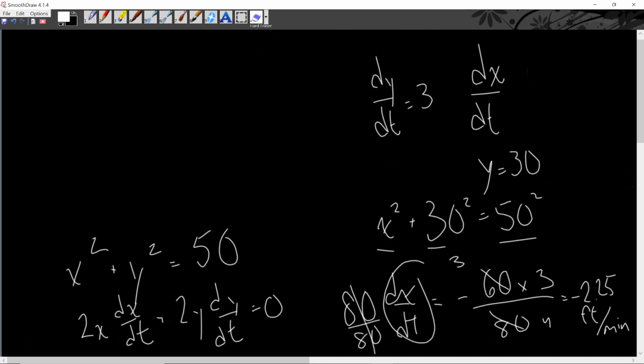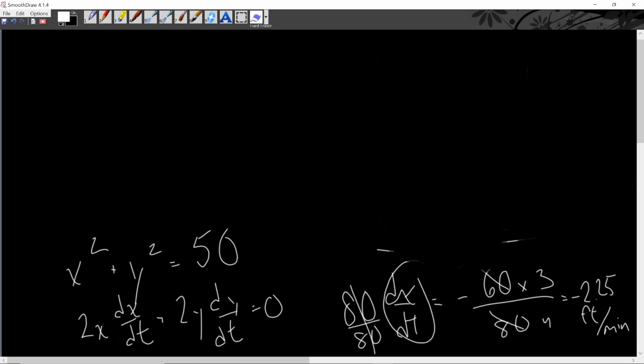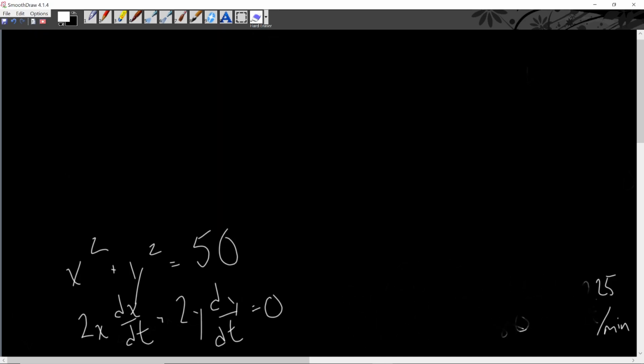Again, let's review. You are trying to make a relationship between two variables, and then you're going to differentiate both of those variables with respect to another variable, usually time, and then you find some missing value. That's all related rates is. And we can do a couple more of these. We have a stone dropped in a pond sends out a circular ripple. So let's have a little stone, and then it sends out ripples.